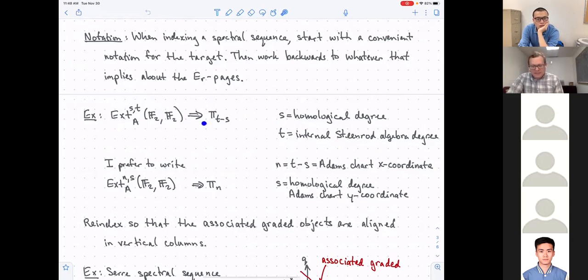But the problem is that it then converges to pi T minus S. And that's not such a convenient notation for the target. What I'm saying is down here, turn it around. Start with a good notation for indexing your target, pi n, and then work back and figure out how to index this E2 page. Even if it's not natural from the perspective of homological algebra, it will be more useful to you because it aligns with the notation of the target. And so that's what I've done here.